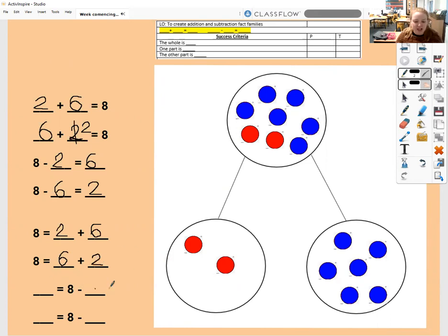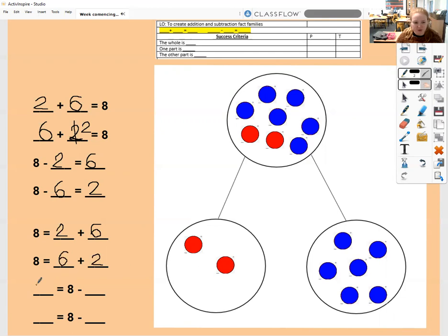Fantastic. Now, our next two fact families are subtractions, because we've got a subtraction symbol in there. So in our subtraction, our whole goes before the subtraction symbol. So we're going to say that our remaining part equals our whole, subtract our first part. So we can pick one of our parts to be our remaining part. Let's start with this one.